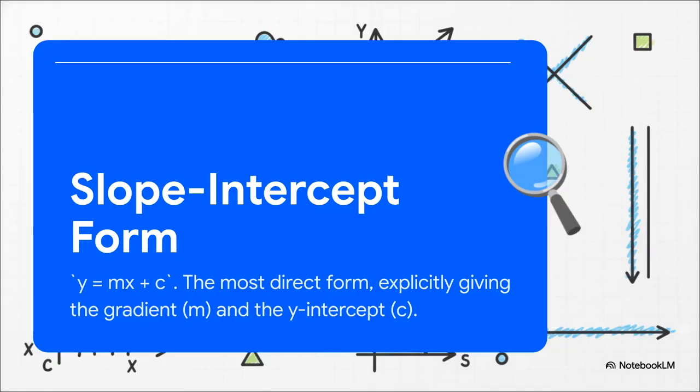This one is your absolute best friend, the slope-intercept form, y = mx + c. And why is it so great? Well, because it just tells you the two most important things, the gradient m and the y-intercept c. Straight up, no messy calculations needed. A huge exam tip is to get any other equation back into this form as fast as you can. It just makes life easier.